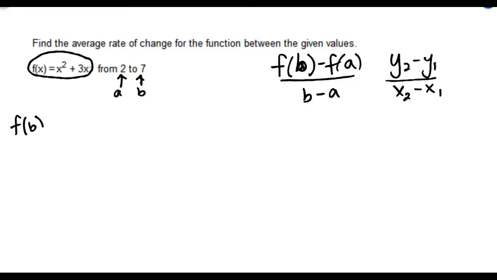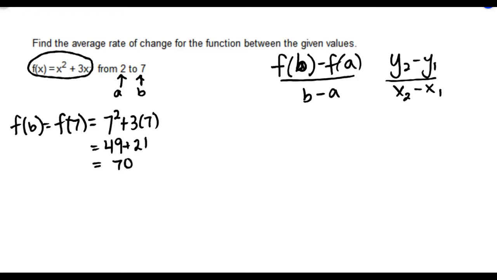Now, f of b is f of 7. So we'll substitute a 7 into our function f of x to get 7 squared plus 3 times 7. 7 squared is 49, 3 times 7 is 21, and 49 plus 21 would be 70. And we'll find f of a. f of a is f of 2. That's 2 squared plus 3 times 2. 2 squared is 4, 3 times 2 is 6, and 4 plus 6 is 10.